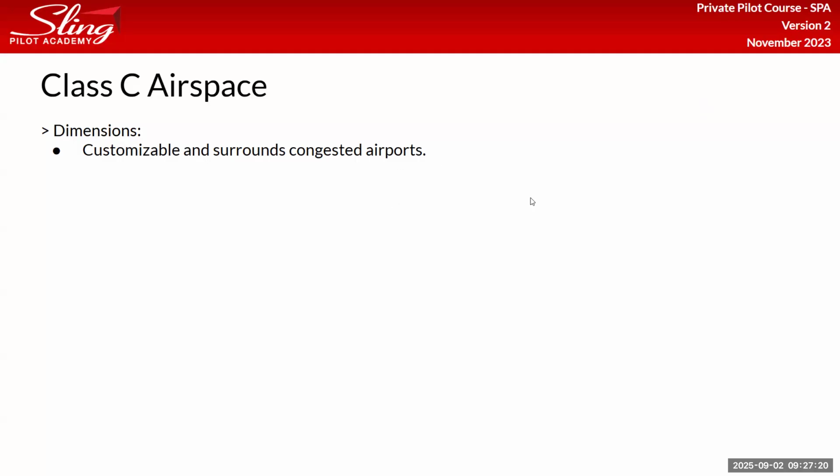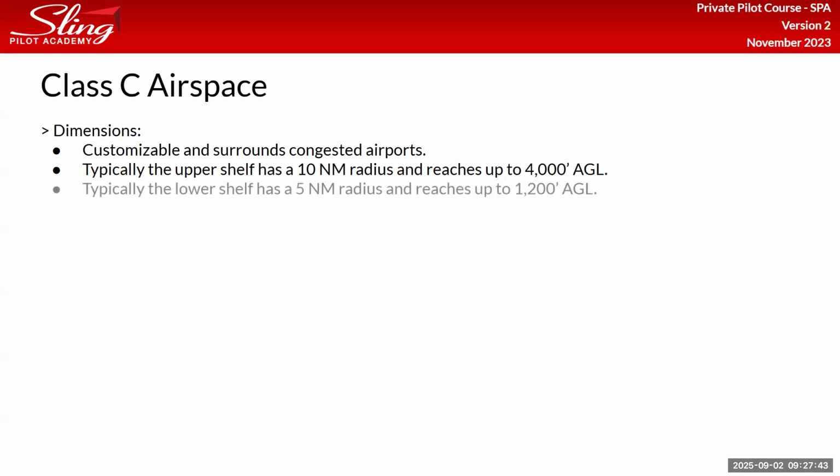But the dimensions are always going to change. It's around congested airports that aren't as big as Bravo, like international airports like LAX. Typically, there's an upper shelf and a lower shelf. Typically, the upper shelf is a 10 nautical mile radius and goes up to 4,000 AGL. And typically, the lower shelf has a 5 nautical mile radius and goes to 1,200 AGL.